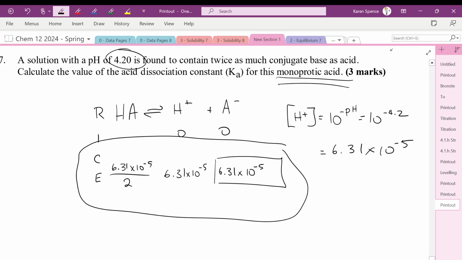You don't actually need to fill in the rest of the RICE table. I would just cross it out. And then there you go.